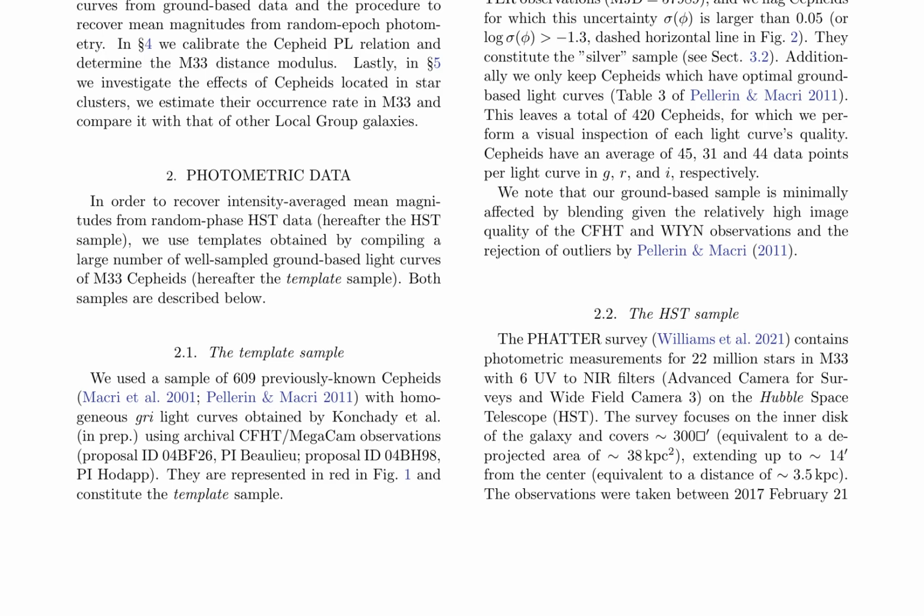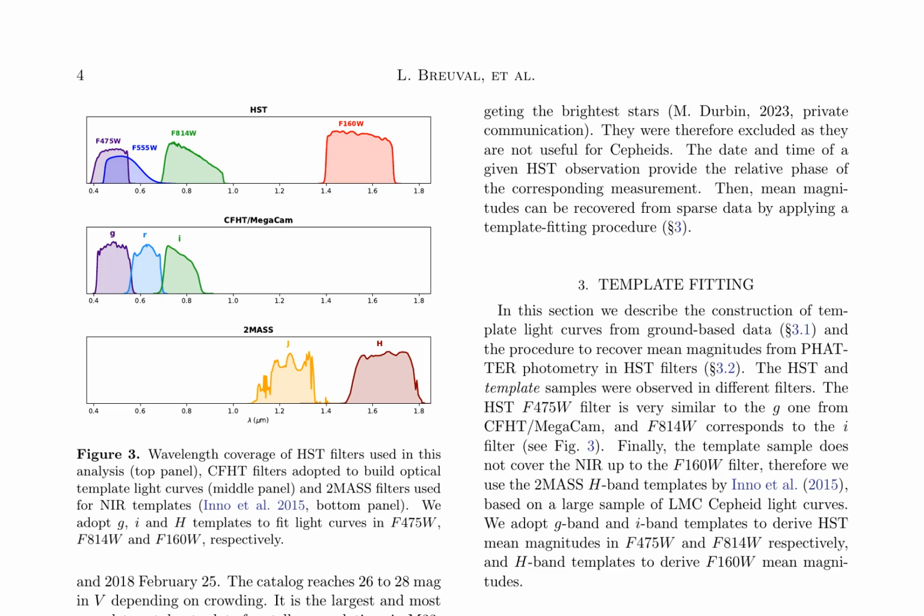They estimate the uncertainty in the phase shift and reject Cepheids with uncertainties larger than 0.05. The remaining Cepheids are visually inspected for light curve quality, ensuring that only high-quality data are used. The authors also discuss the wavelength coverage of the HST filters used in the analysis, as well as the CFHT and 2MASS filters adopted for building optical and near-infrared template light curves. They note that the PHATTER survey, from which the HST sample is drawn, provides a large and complete catalog of stellar populations in M33, but lacks time series observations, making it challenging to study variable stars like Cepheids.